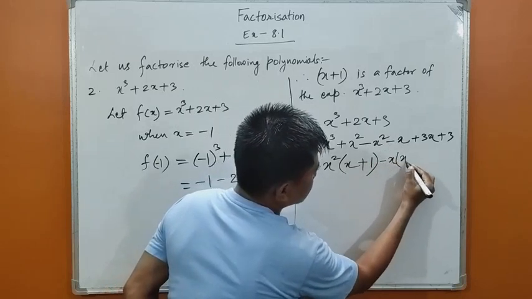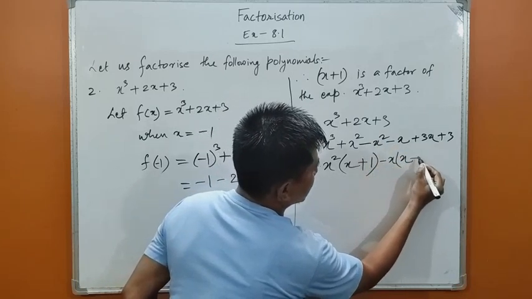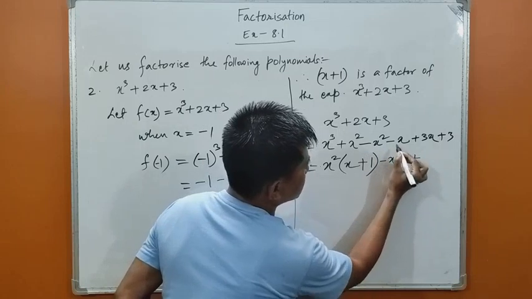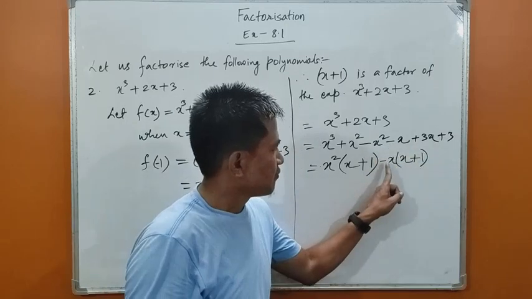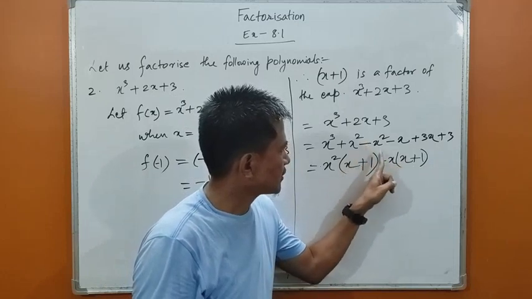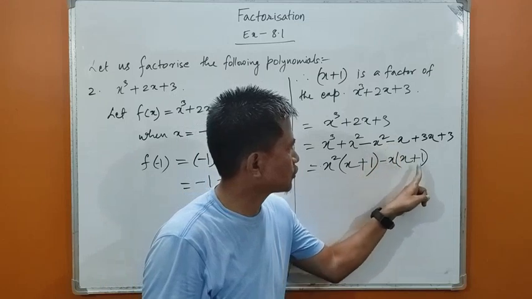x into x is x square. Minus into plus is minus. x into 1 is x. Minus into plus, minus x into x, x square. Minus into plus, minus x into 1 is x.